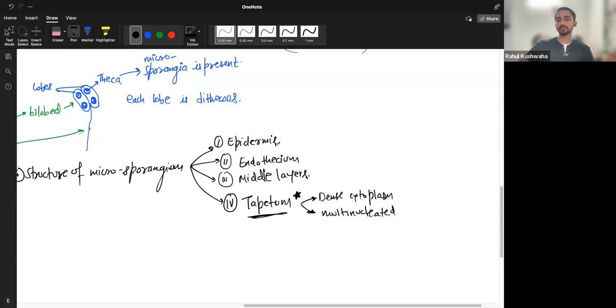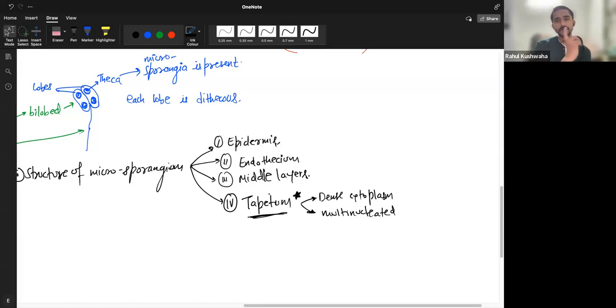lobe, then the outermost is called the epidermis. And as you know, all epidermis plays the role of protection, even our skin, the epidermis of this, it's called the epidermal layer. It serves as a protective agent. So it's for protection, then the endothecium, middle layers, and then the tapetum. Tapetum is the innermost layer, which is in actual contact with these developing pollen grains, these cells, which are the microspores. So tapetum provides nutrition to microspores. That's why they have a dense cytoplasm and they are multinucleated.